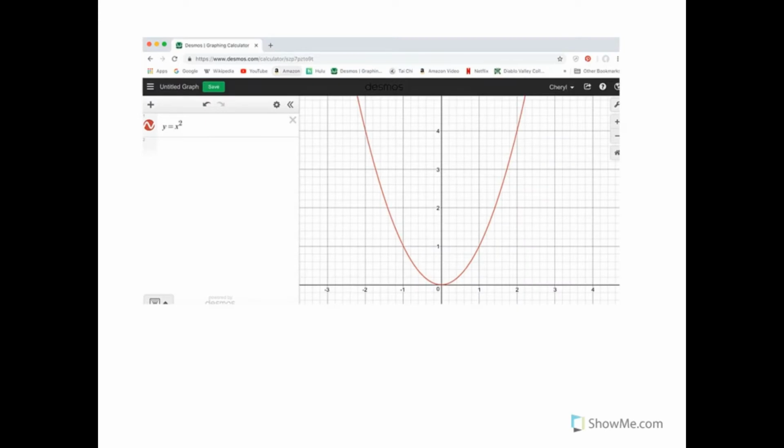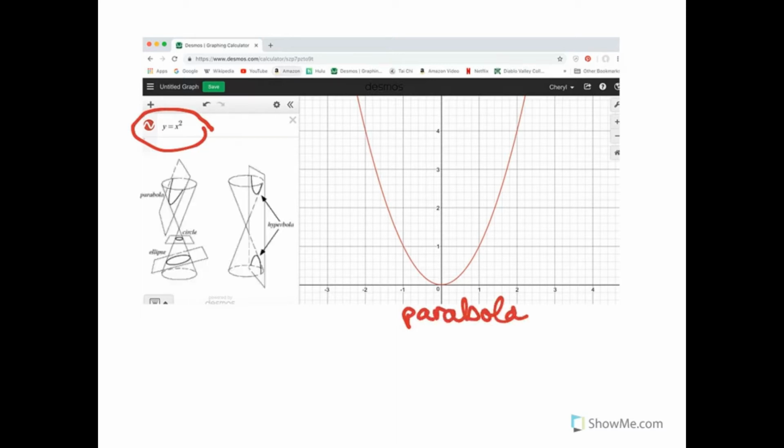This is a screenshot from Desmos, a free online graphing calculator, and we have the graph of y equals x squared, which is called a parabola. A parabola is one of the conic sections. We have a picture of two cones, and the parabola is what happens when the plane cuts the cone at a special angle. A parabola has lots of special properties.